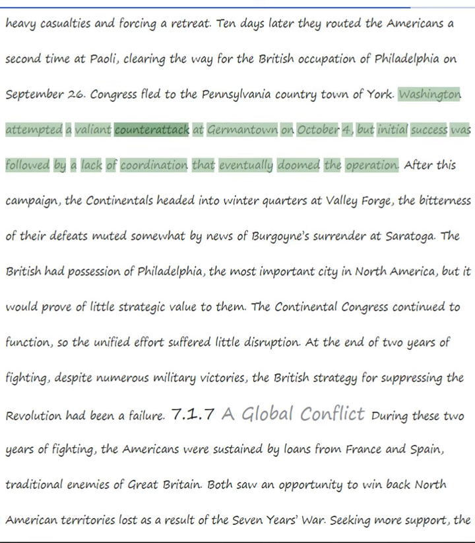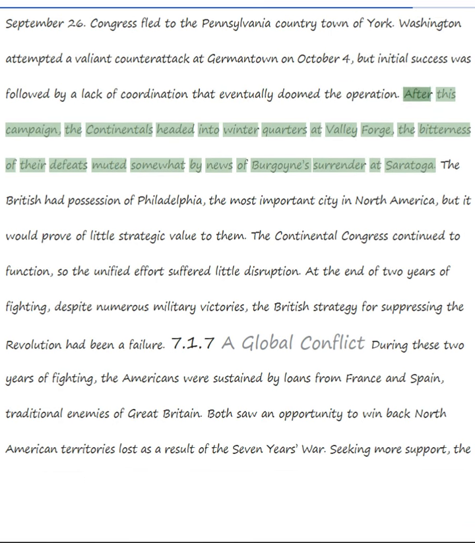Washington attempted a valiant counterattack at Germantown on October 4, but initial success was followed by a lack of coordination that eventually doomed the operation. After this campaign, the Continentals headed into winter quarters at Valley Forge, the bitterness of their defeats muted somewhat by news of Burgoyne's surrender at Saratoga.